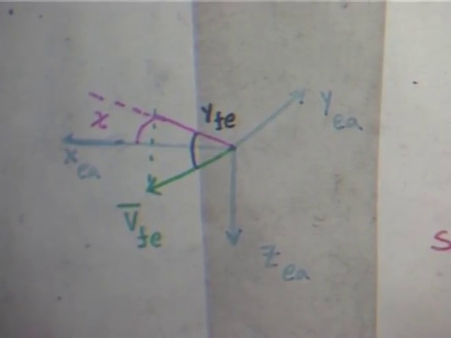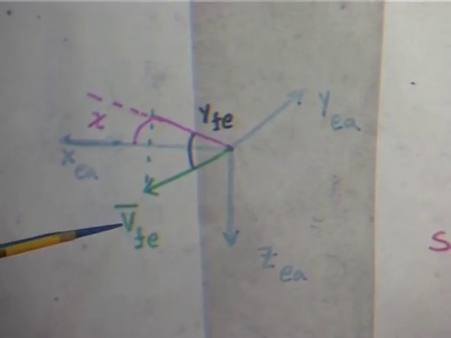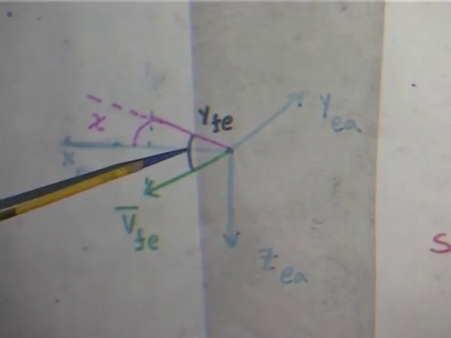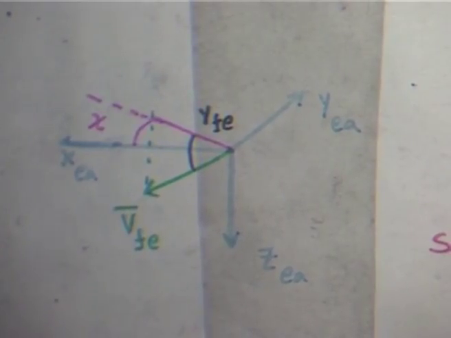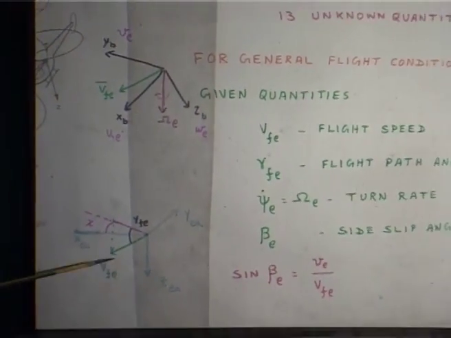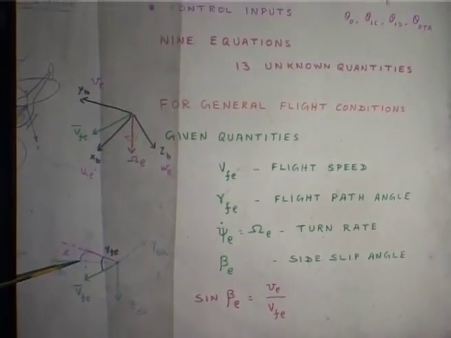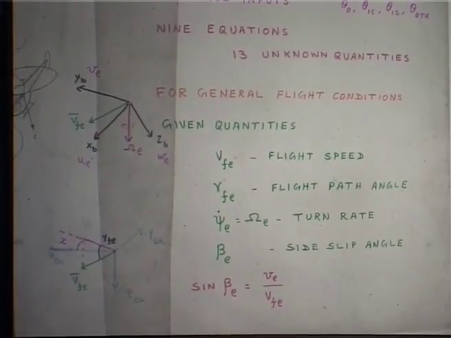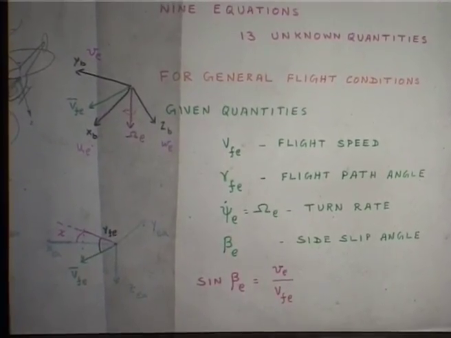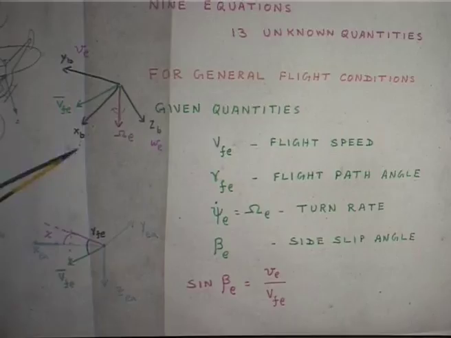Now, these are your quantities. I have the velocity of the vehicle. I do not know what chi is, but the flight path angle I specify. Velocity I know. That means I know this and I know this, but I do not know this. But from here, if you look at it, I know omega e, that is the turn rate, but I do not know ue, ve, we, none of these quantities I know.